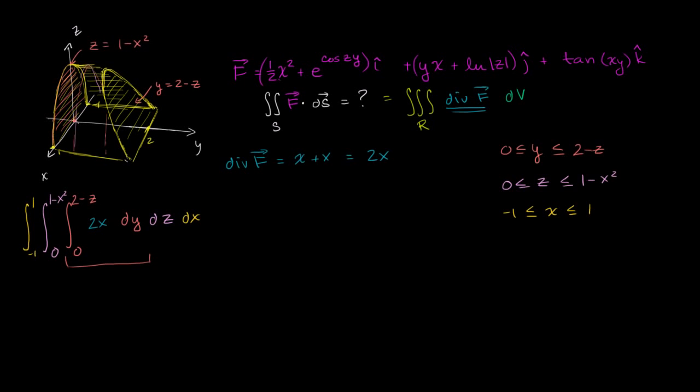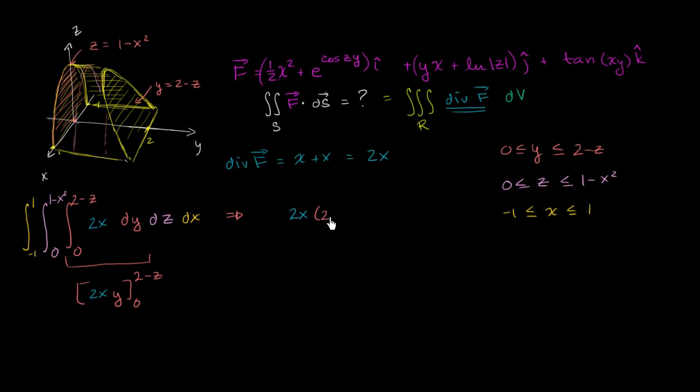So this expression right over here is just going to be 2x times y, and then we're going to evaluate it from 0 to 2 minus z. So it's going to be 2x times 2 minus z minus 2x times 0. Well, that second part's just going to be 0. So this is going to simplify as, I'll write it this way, 2x times 2 minus z.